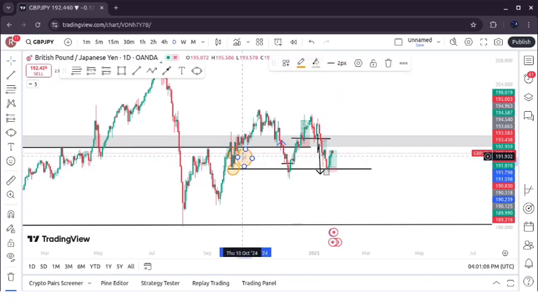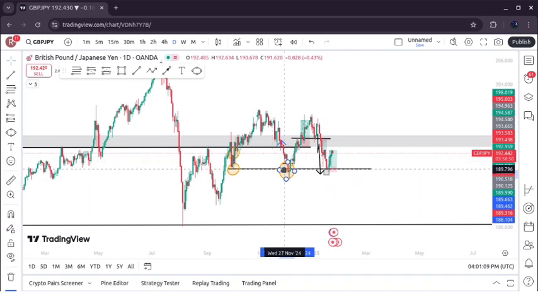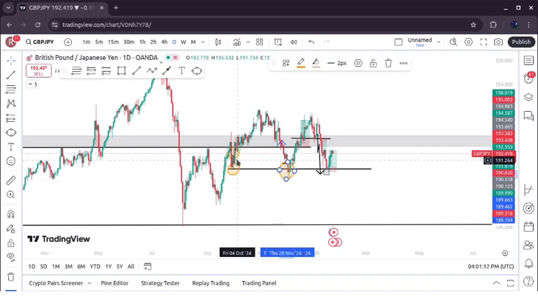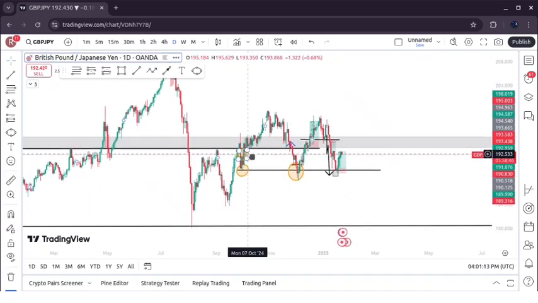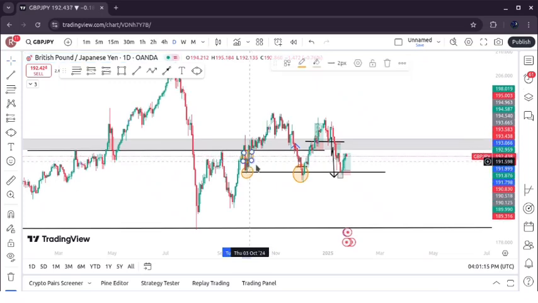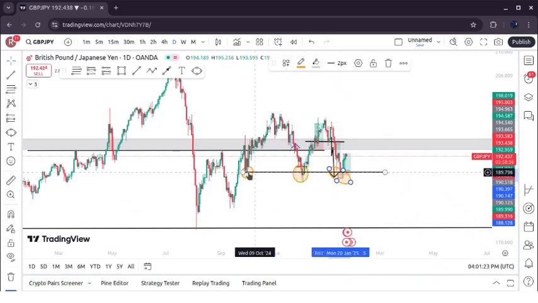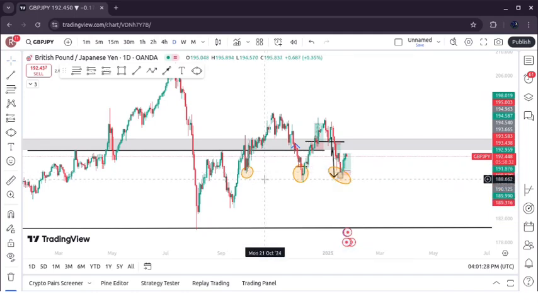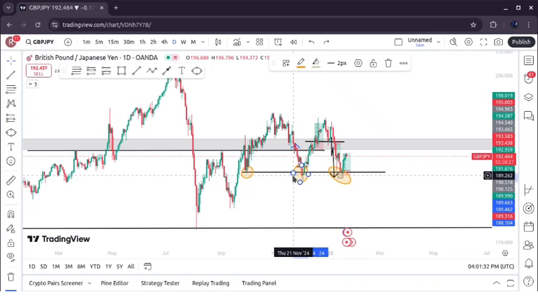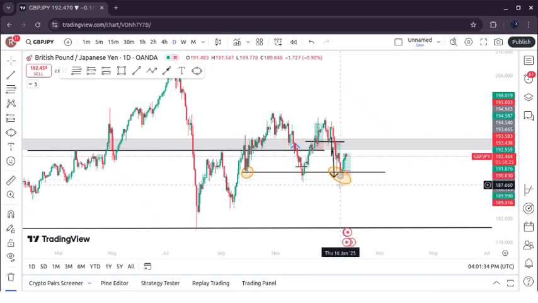Excuse me about that. So it had another rejection here, and another rejection here. So we have had, in most cases, if you have 3 rejections, then that's a valid key level. Without 3 rejections, it's not really a valid key level.